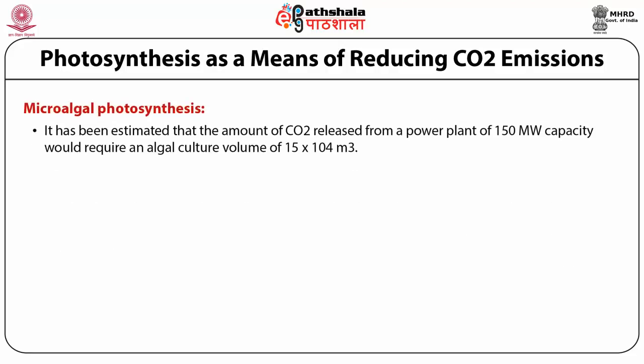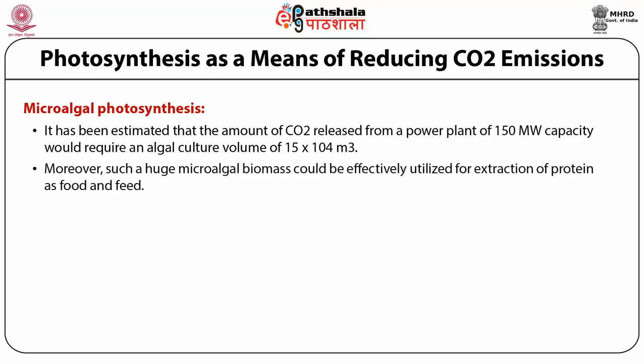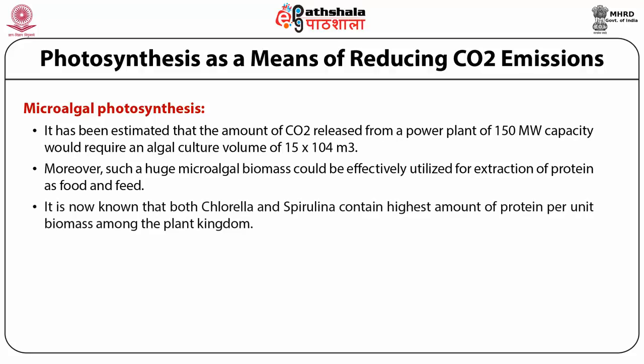It has been estimated that the amount of carbon dioxide released from a power plant of 150 megawatt capacity would require an algal culture volume of 15 × 10^4 cubic meters. Moreover, such a huge microalgal biomass could be effectively utilized for extraction of protein as food and feed. It is known that both Chlorella and Spirulina contain the highest amount of protein per unit biomass among the plant kingdom.